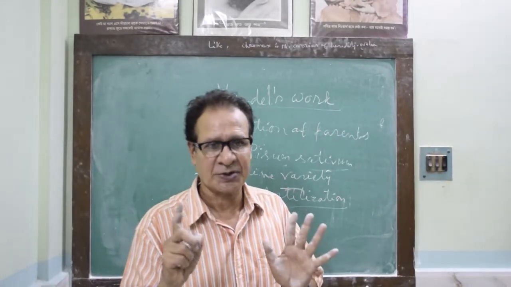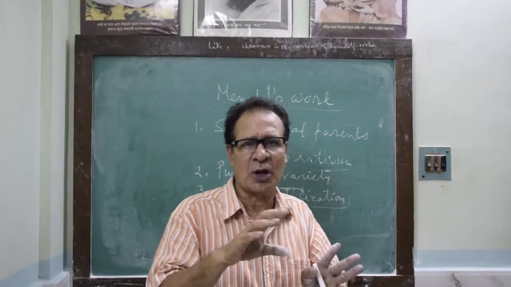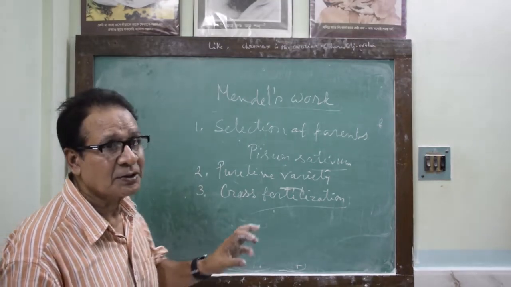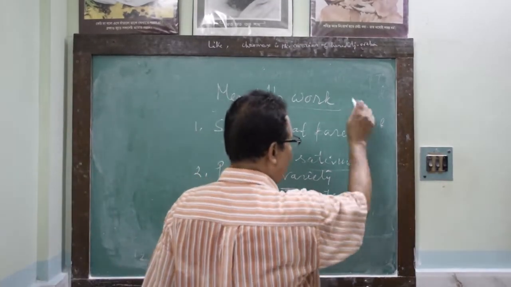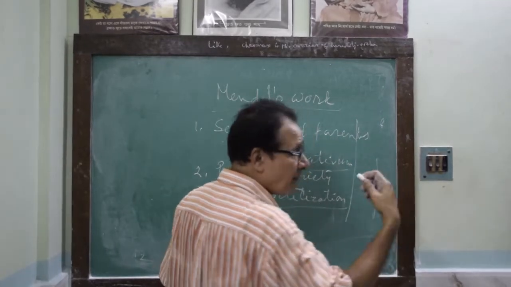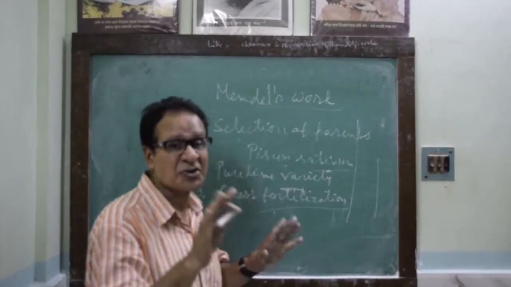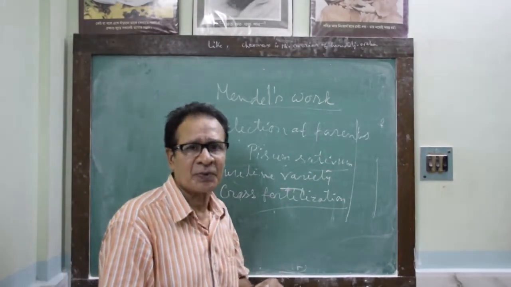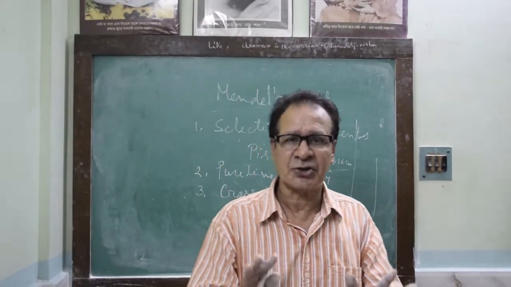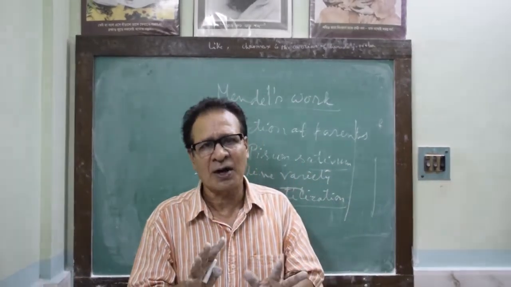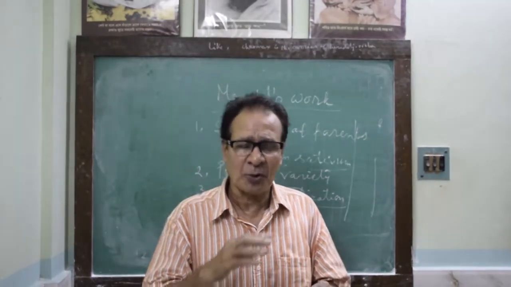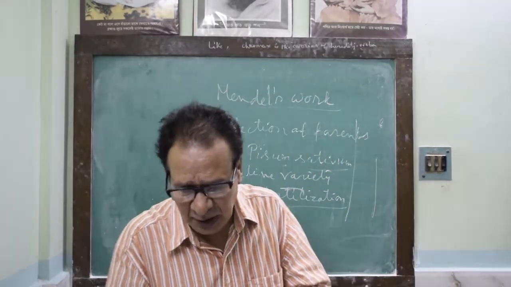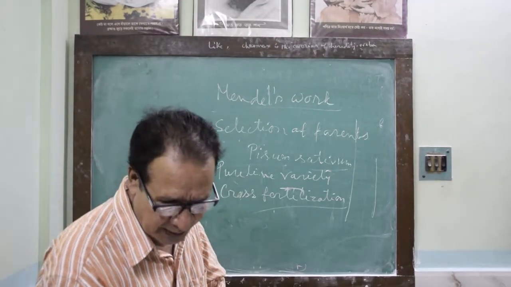After emasculation, he covered the flowers with a net. After maturity, he collected the pollen grains from the tall plants and with the help of a brush spread them over the stigma of the dwarf flowers. Ultimately, cross-pollination and fertilization occur. Then he covered these flowers with a net again. After formation of fruits and seeds, he collected them and cultivated them to get the result.